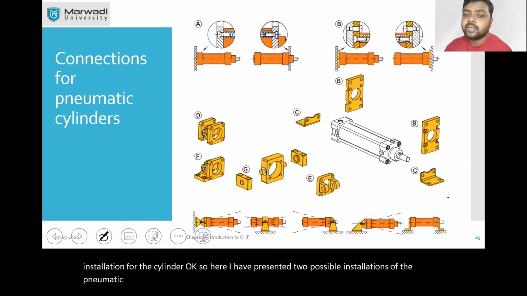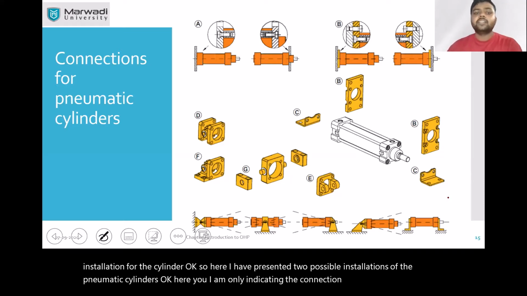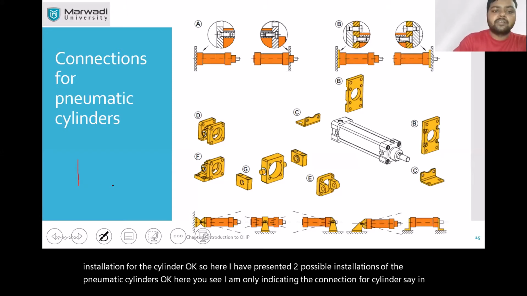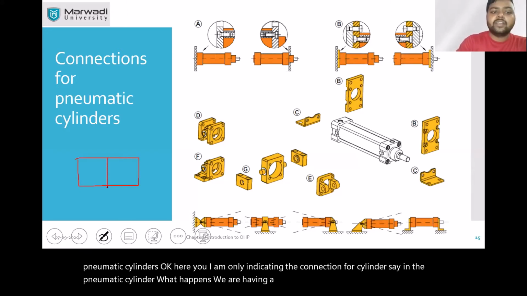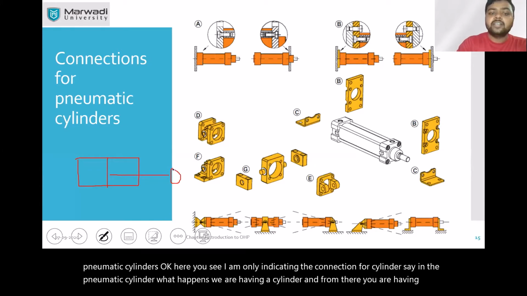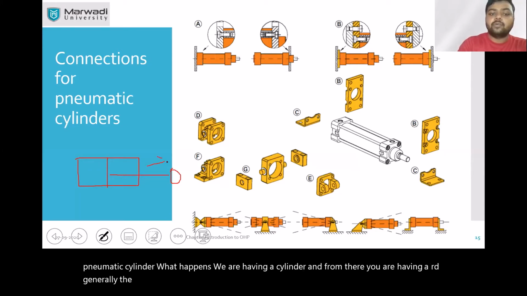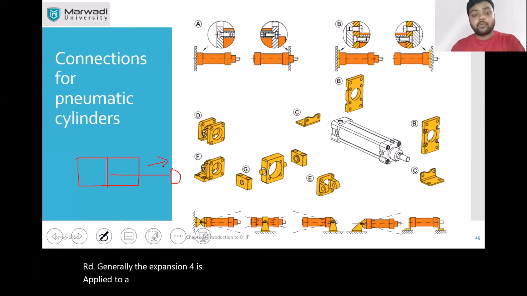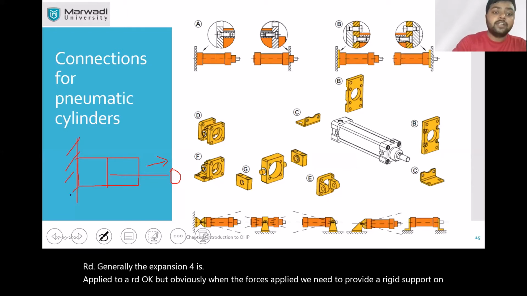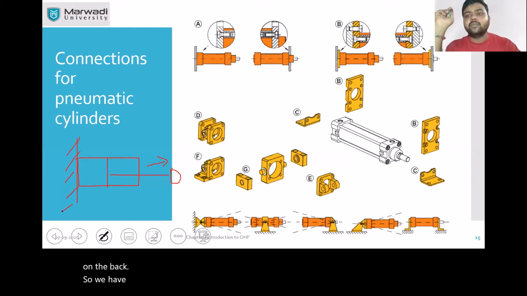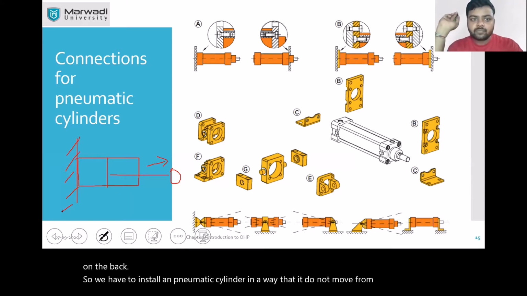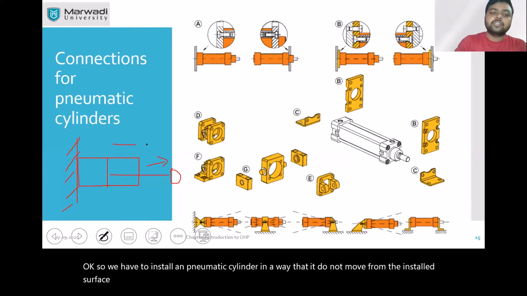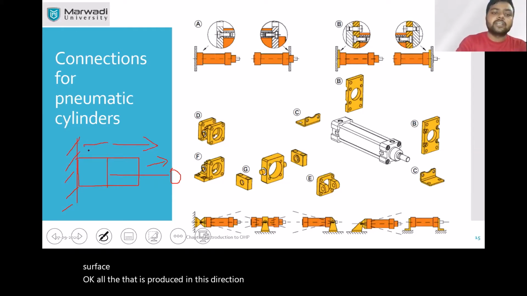Here I have presented a few possible installations of the pneumatic cylinders. Here you see I am only indicating the connection for the cylinder. In the pneumatic cylinder we have a cylinder, and from there you have a rod. Generally the expansion force is applied to the rod. But obviously when the force is applied, we need to provide a rigid support on the back. So we have to install a pneumatic cylinder in a way that it does not move from the installed surface. All the force that is produced in this direction will have an equal and opposite reaction in this direction.